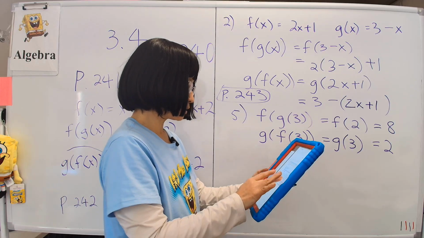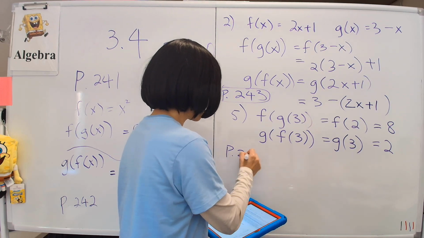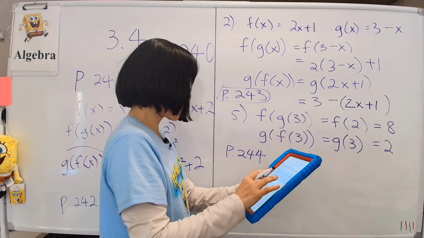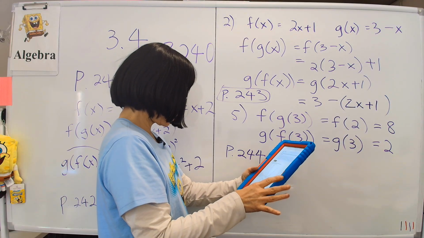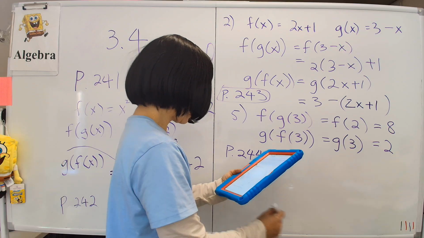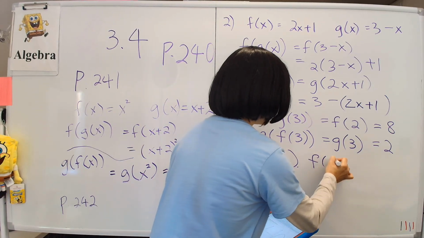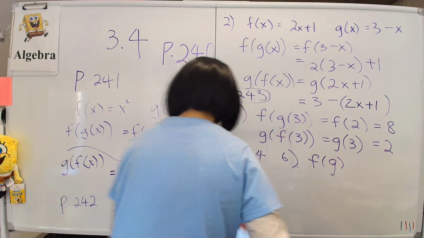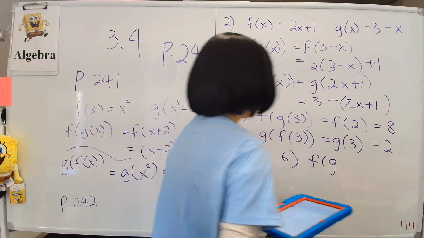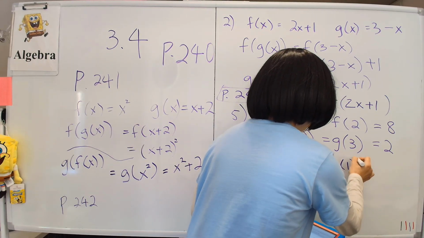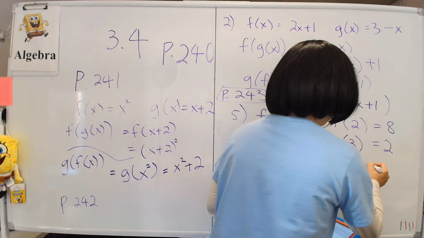Next, let's go down a couple of pages. Now, one page. Now I'm on page 244, where I'm looking at example 6. We are supposed to figure out f of g of 1, okay? This is example 6. We need to calculate f of g of 1. All right.